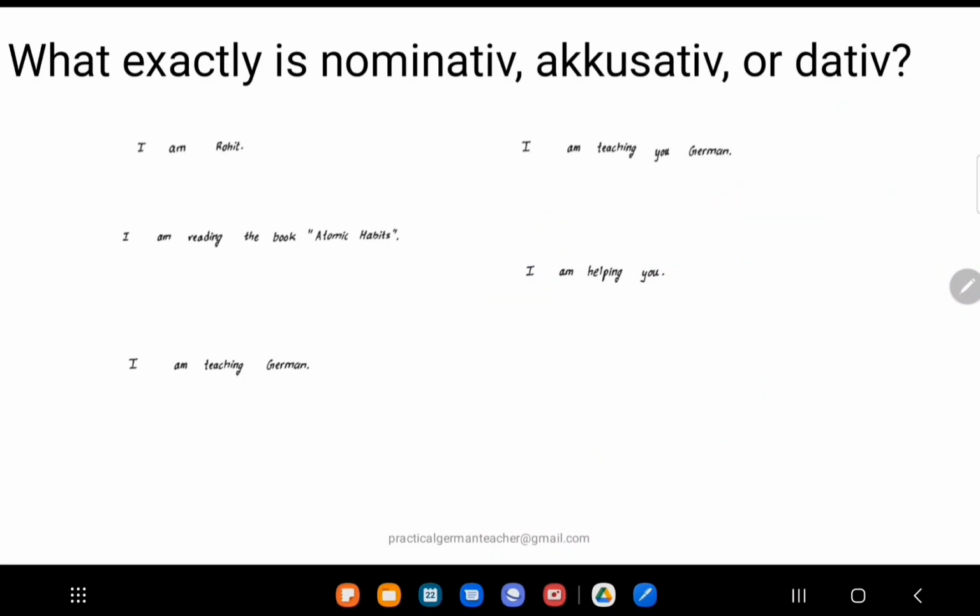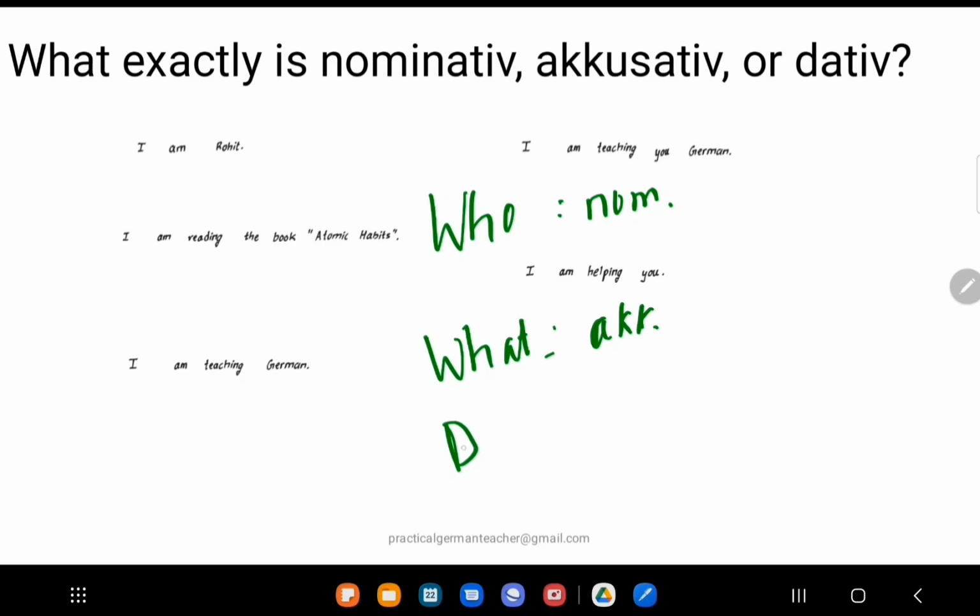So whenever it is who, it is nominative. Whenever it is what, it is accusative. Whenever it is whom, it is dative. Okay, having said that, let's look at another statement. So we looked at this one.